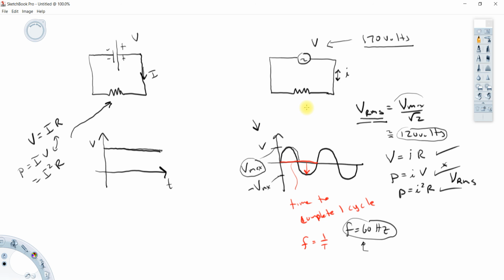So again, that's the difference between AC and DC, and how to work AC circuit problems, at least when an AC source is hooked to a resistor. Again, a crash course in 5 minutes or less.